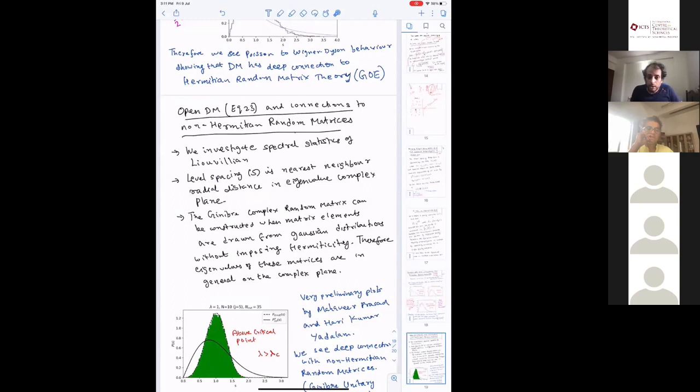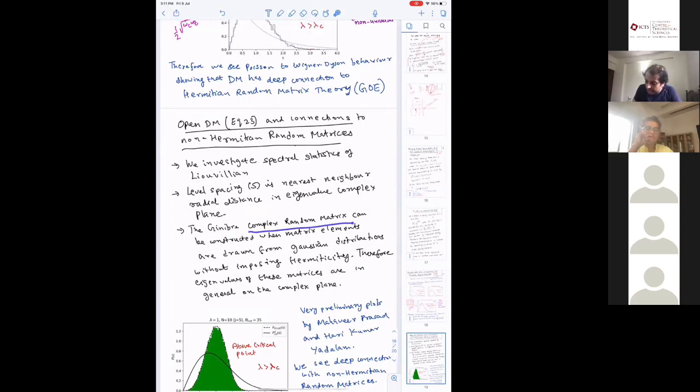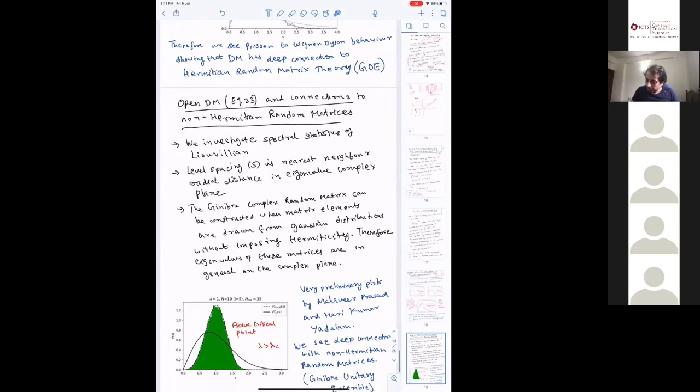Now it turns out that there is a complex random matrix of Ginibre type. Ginibre random matrices are constructed when matrix elements are drawn from Gaussian distributions without imposing hermiticity. Gregory showed us that for Hermitian matrices, you can create only one sector of the matrix and just impose hermiticity, and then the others are determined. But here you just draw from Gaussian distributions and don't care about hermiticity. These are called Ginibre random matrices, and their eigenvalues are in general on the complex plane.